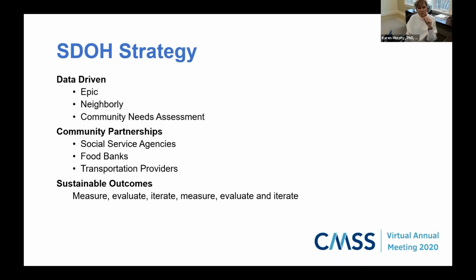So what's our social determinant strategy? Number one, we're data-driven. So we have to understand the data that identifies patients that really require help with social determinants. I'm going to talk about EPIC and Neighborly in more depth in a couple of slides, but we also use our community needs assessments that we do in all the communities that we serve, because a community needs assessment provides really rich detail on what the state of the community is and what the needs of the residents of that community are.